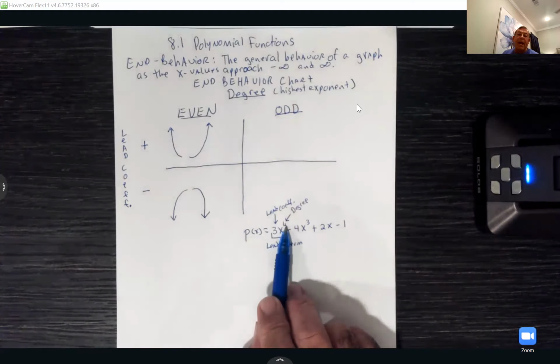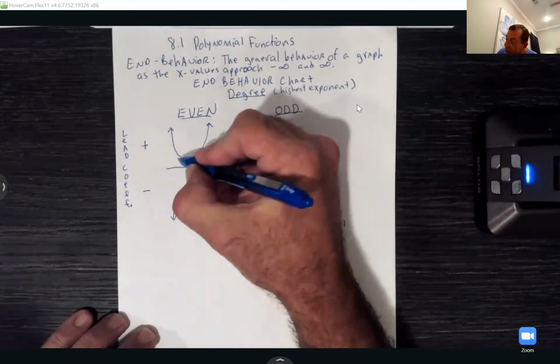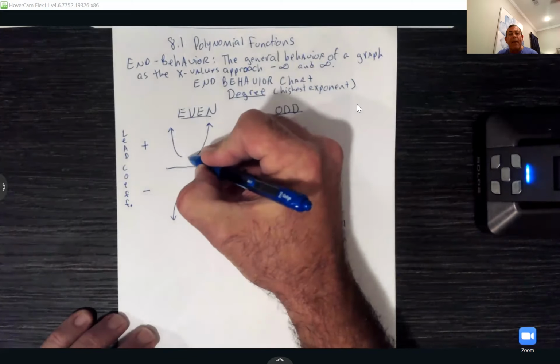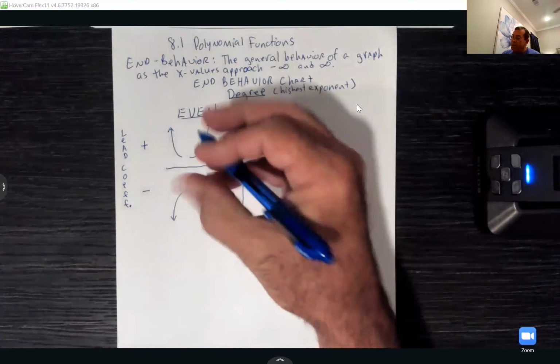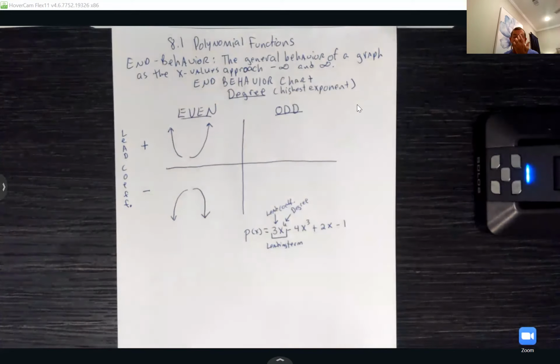Now, the higher the degree is, there's a lot more terms that happen on the inside. But we're not worried about all them terms. We're just worried about that end behavior. All right, so did that fix y'all on that lead coefficient stuff?